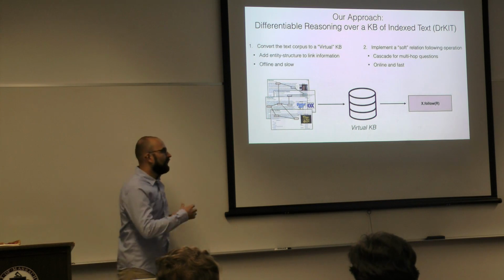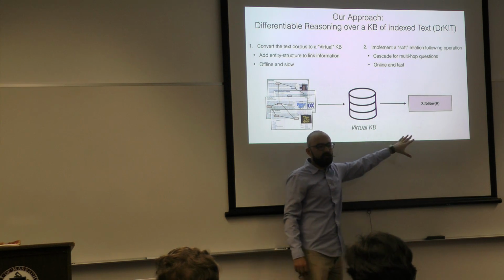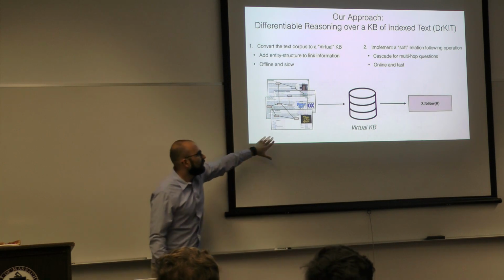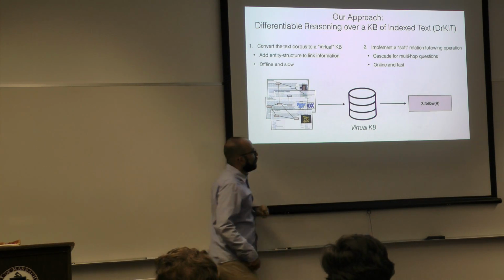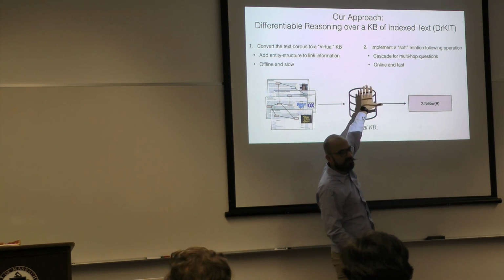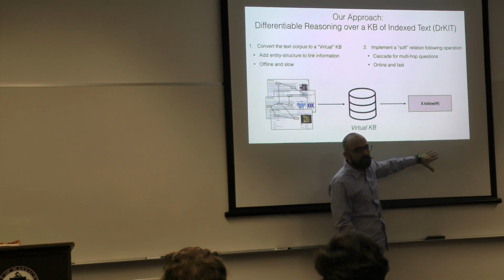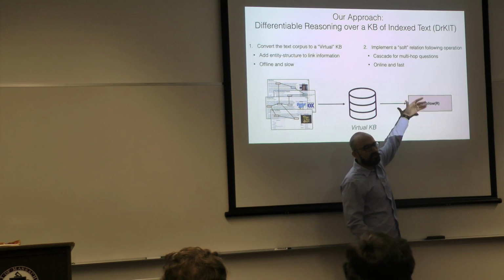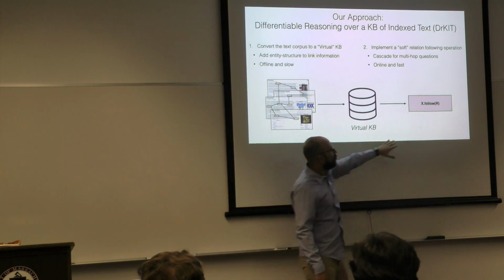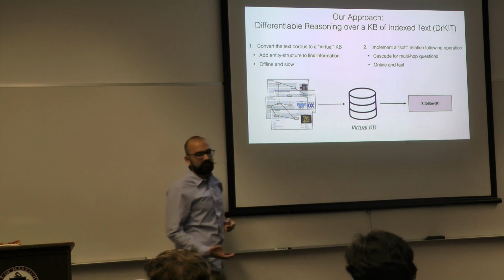Then in the second part, I'm going to discuss a soft implementation of the relation following operation, which operates over this virtual knowledge base that we constructed using our text. And once we have an implementation of this operation, to answer complex multi-hop questions, I'm going to describe a way to cascade them, but still allow learning end-to-end over the question. And we want this second part, which is the reasoning part over the knowledge base, to be fast, because it's going to be online. It's going to happen once we get the question.